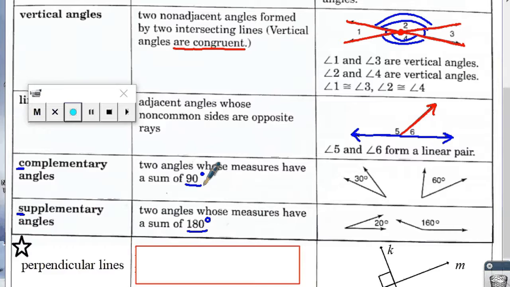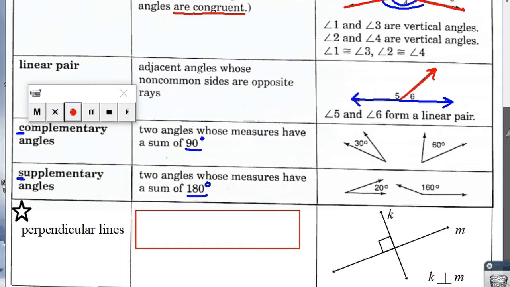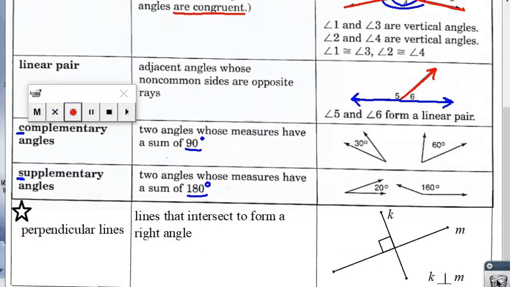Okay? Now, the last thing that we have isn't exactly a pair of angles, but it is an important thing that fits with the rest of these. Okay, perpendicular lines. Perpendicular lines are lines that intersect to form a right angle. So I have these two lines here, K and M. They intersect at a right angle, so we would say K is perpendicular to M. Okay, and this symbol here that looks like an upside down T means is perpendicular to.